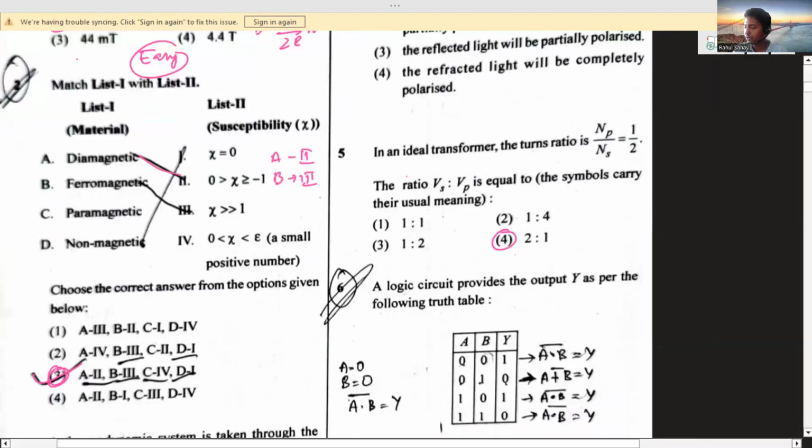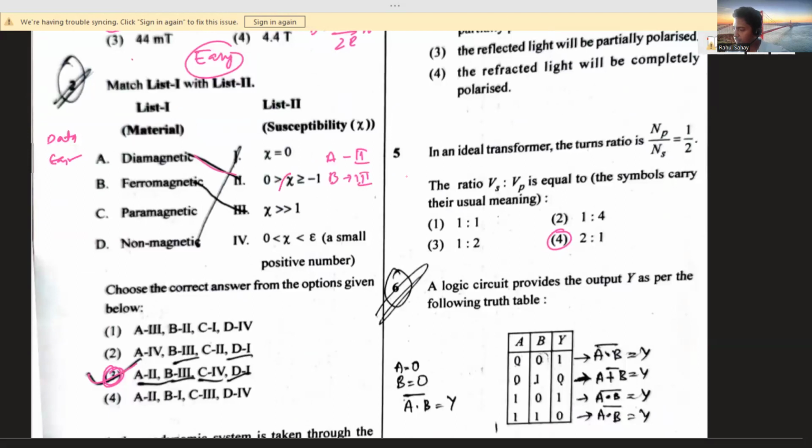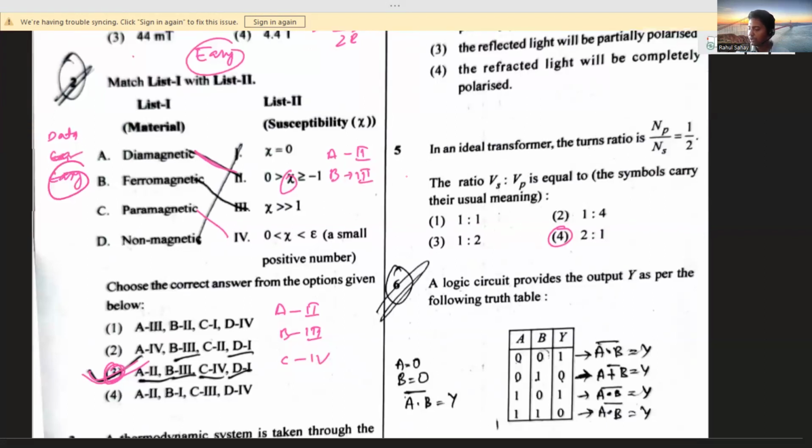The second question is also easy. Diamagnet, the kappa is what? Negative. So first one. Second option, ferromagnet, kappa is what? Very large. So A2, B3. Paramagnet is what? Positive value, C4. So only one option matches, that is option 3. This is also easy. I'm categorizing this as easy.